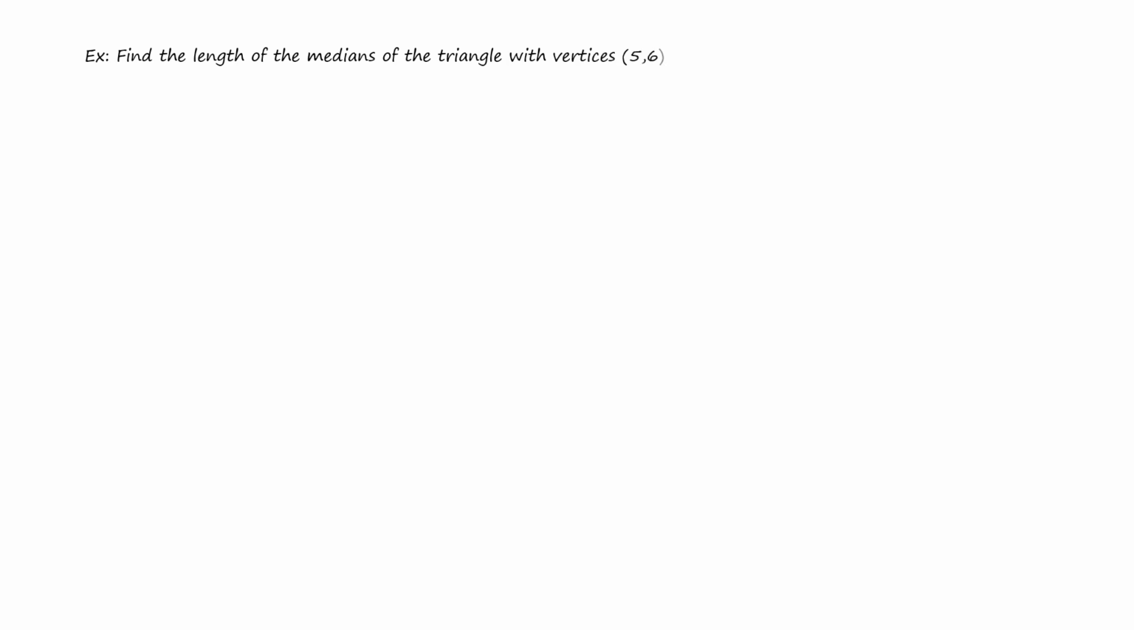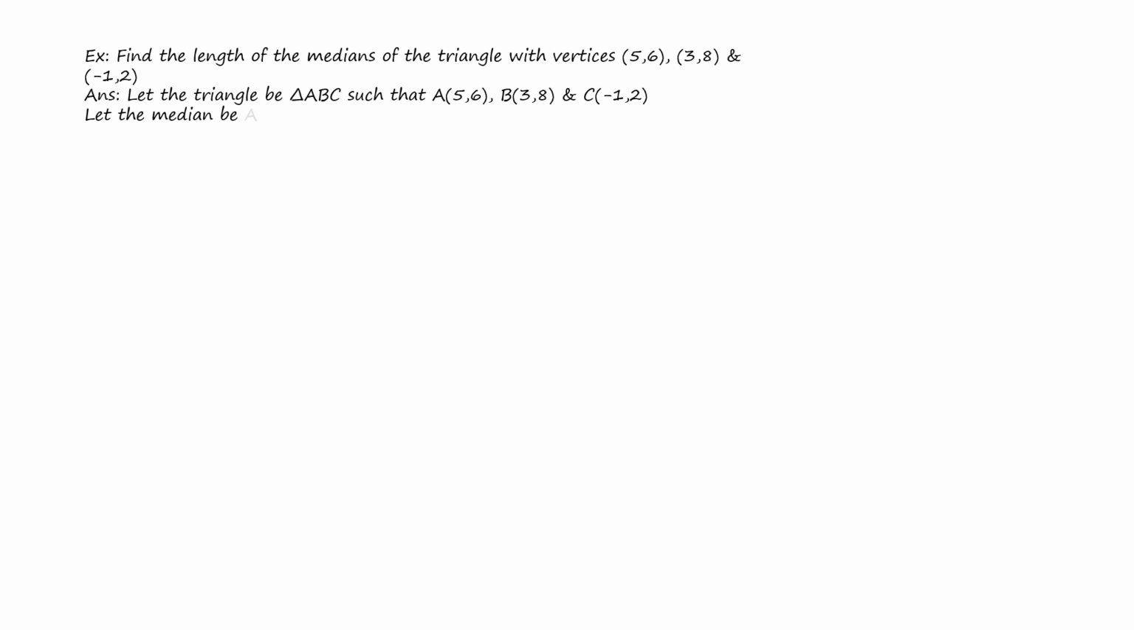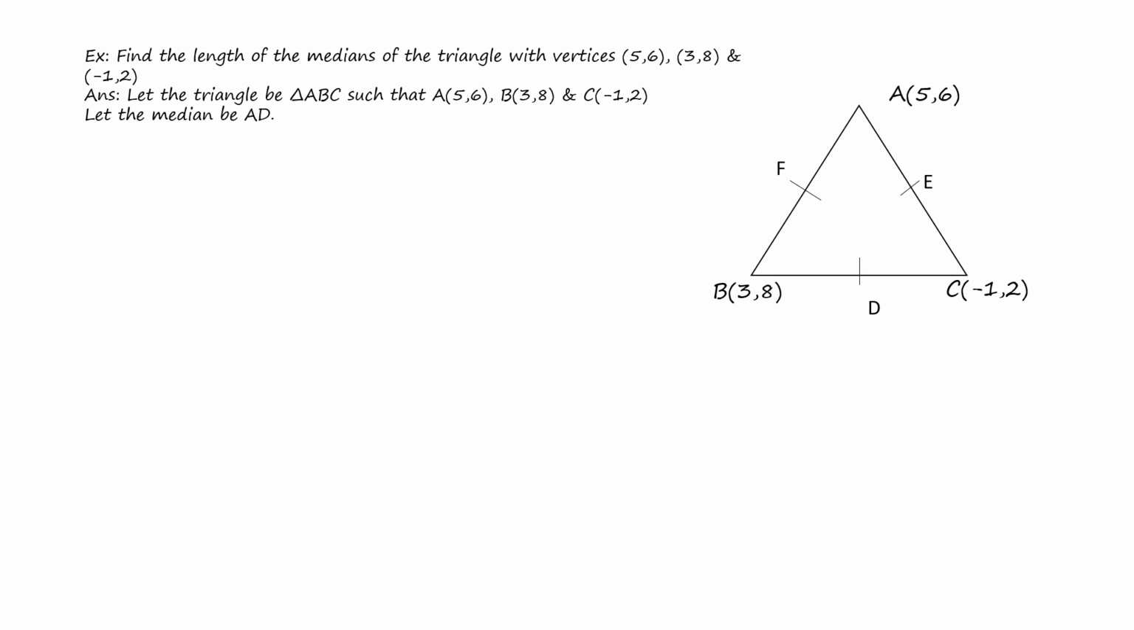Find the length of the medians of the triangle with vertices (5, 6), (3, 8) and (-1, 2). Let the triangle be ABC such that A is (5, 6), B is (3, 8) and C is (-1, 2). Let the median be AD. Let's draw the picture first to understand in detail. So here A is (5, 6), C is (-1, 2), B is (3, 8), and let D be the midpoint of BC, and AD is the median.